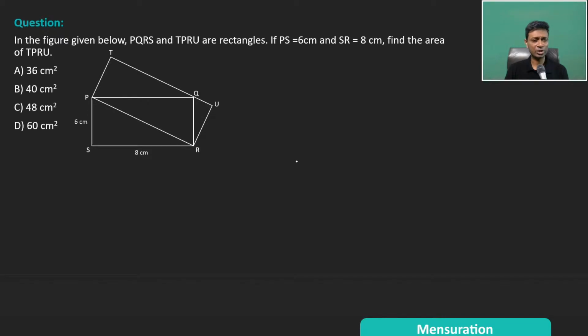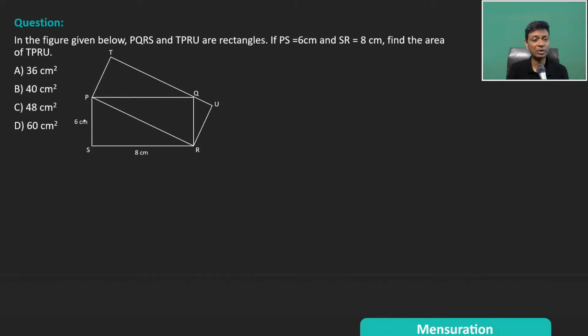Absolutely wonderful question here. In the figure given below, PQRS and TPRU are rectangles. If PS is 6 centimeters and SR is 8 centimeters, find the area of TPRU. Wonderful. 6 and 8. So let's simplify this.